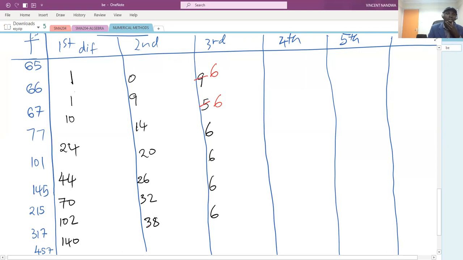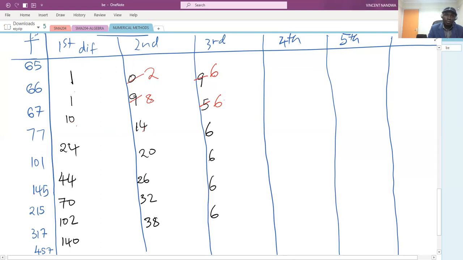And remember, 38 minus 6 gives us 32. 32 minus 6 gives us 26. 26 minus 6 gives us 20. 20 minus 6 gives us 14. Then the correct value here should be 14 minus 6, which is 8. So this 9 was in error, and its position should be 8. So 8 minus this 6 should give us the correct value here, 2. So these values 0 and 9 were in error; the correct values should be 2 and 8.